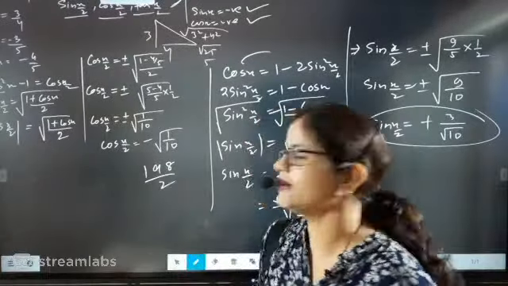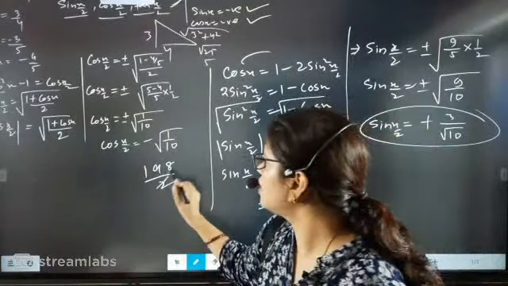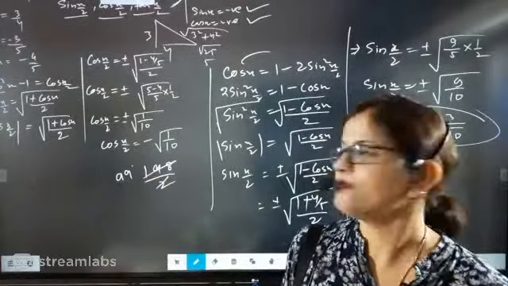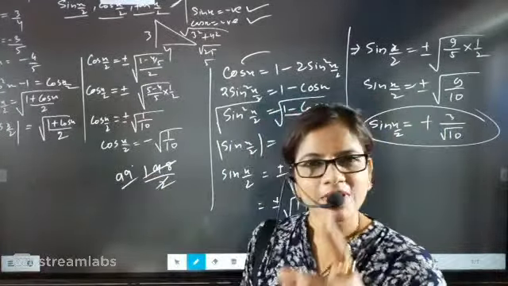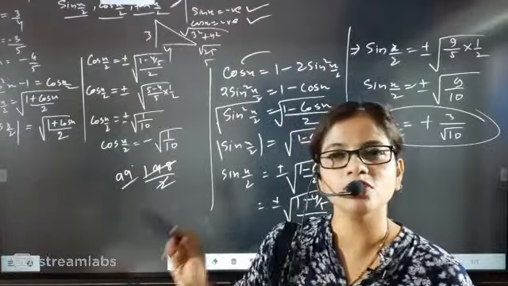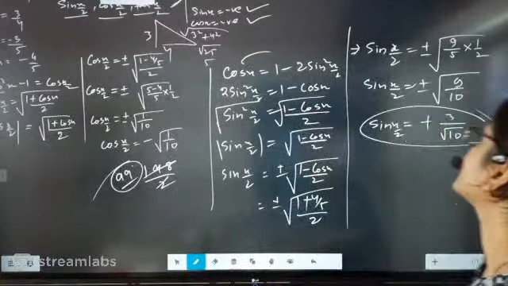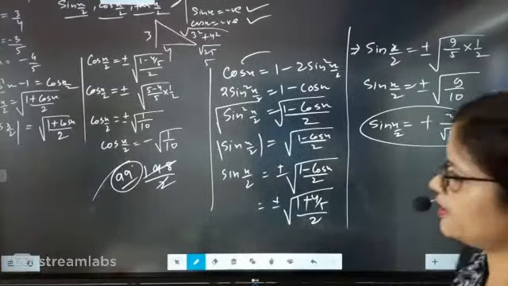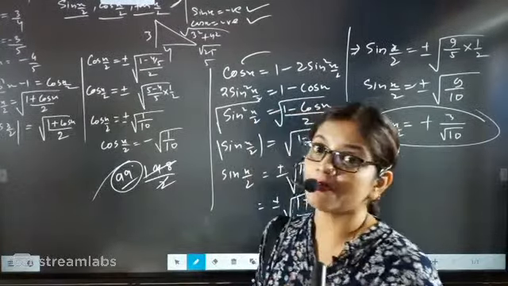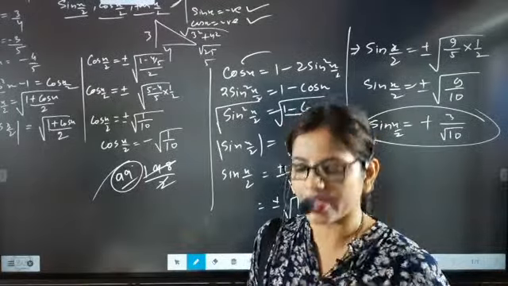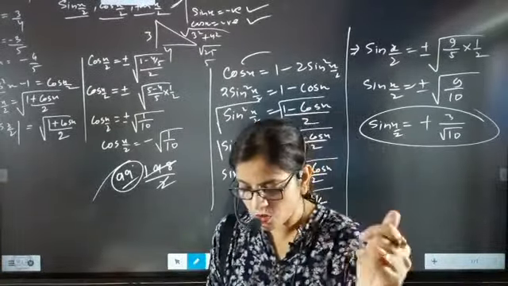Half of 198, do it. How much are you getting? 99 degree. 99 degree will be there for sin x, tan x, cos x also. And 99 degree comes in which quadrant? X is coming in the third quadrant. Then x by 2 will come in which quadrant? Think about it.